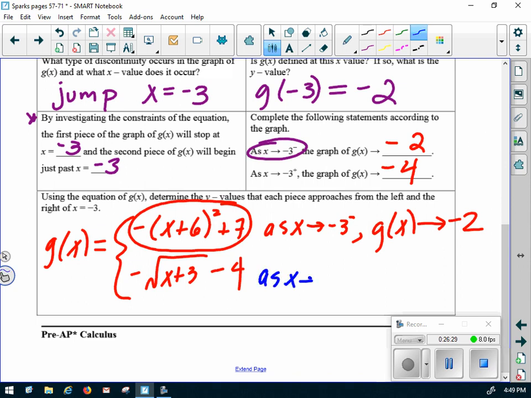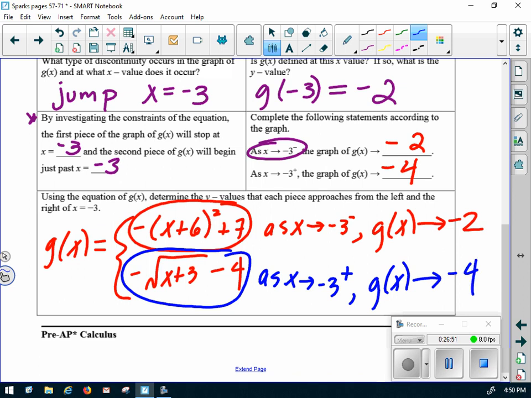As x approaches negative 3 from the right, this is the equation whose constraints had the numbers that were bigger than negative 3. So I'm going to substitute negative 3 in there. Negative 3 plus 3 is 0. Square root of 0 is 0. Opposite of 0 is 0. And 0 minus 4 is negative 4. Please notice, graphically and algebraically, we got the same thing.